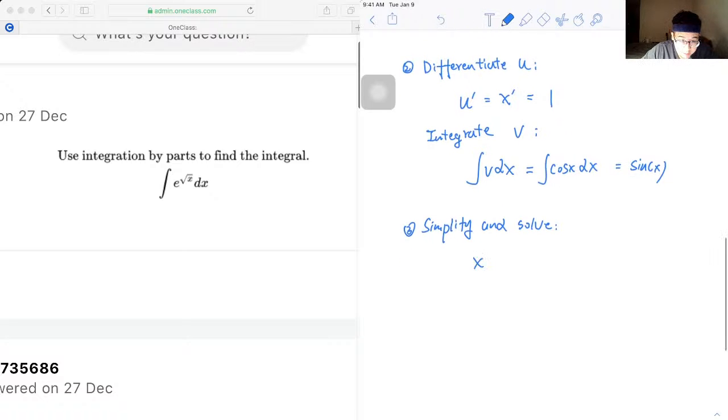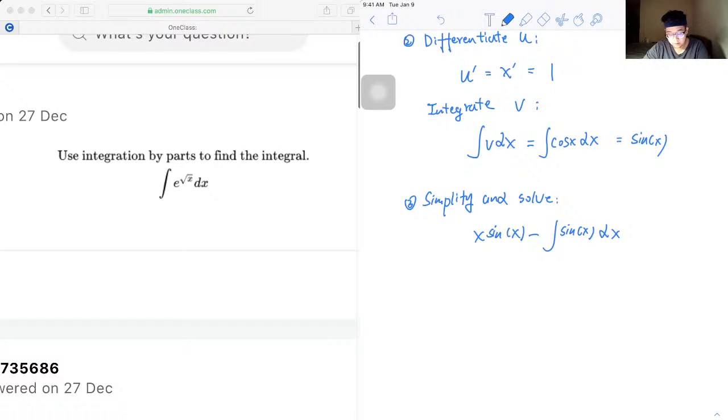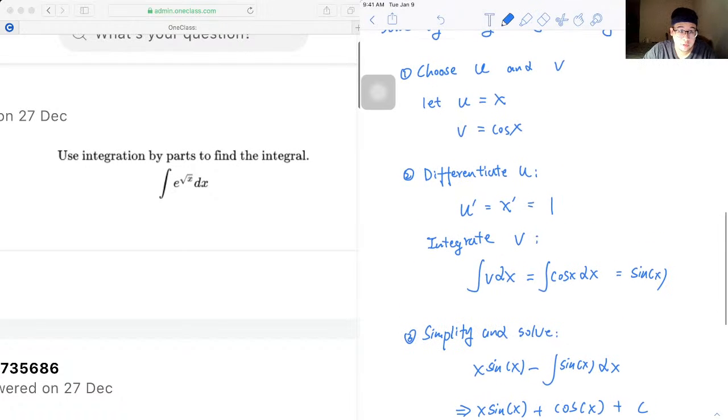We will have x sine x minus the integral of sine x dx. And we know the integral of sine x will just be equal to negative cosine x. So we will have x sine x plus cosine x plus c, where c is a constant. So that's how we solve by integration by parts. So now let's go back to the question.